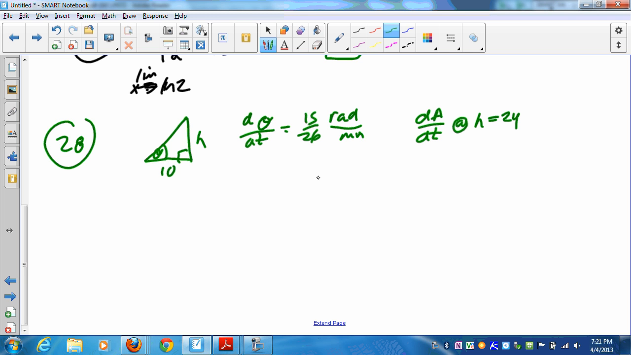So what's the area formula, by the way? That's really what we need to look at. Area is 1/2 of base times height. And the base isn't changing. The base is always 10, so this is 1/2 of 10 times height. So really we're looking at the area is equal to 5h.